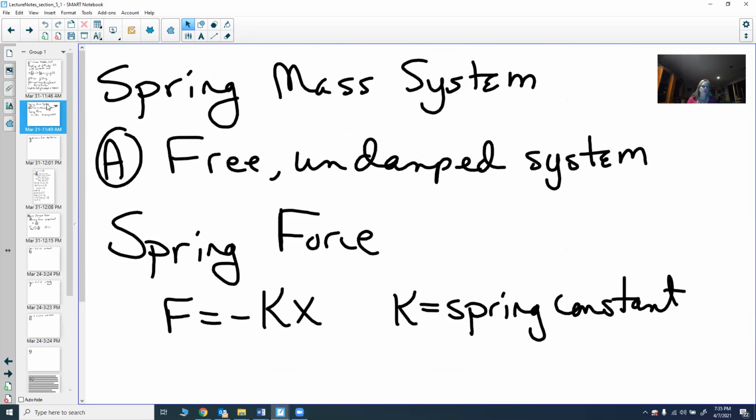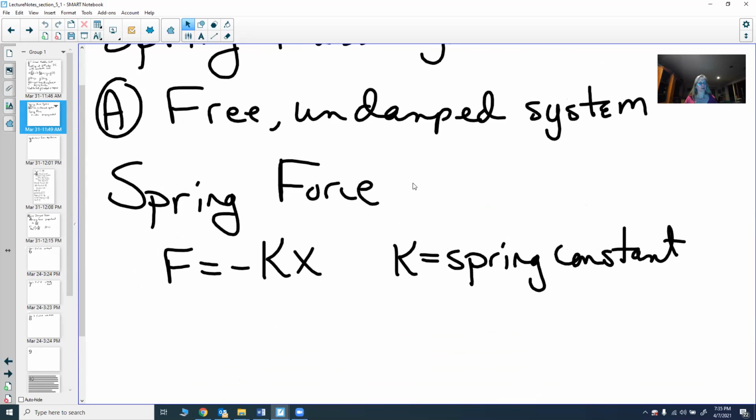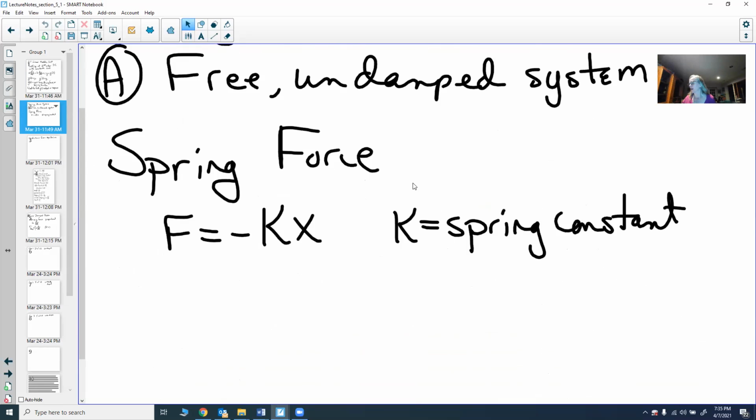One application is a spring mass system. In a spring mass system, we can have lots of different things that can happen. One of the things that we can look at is a free undamped system. So what we mean by undamped is that we actually have a spring that is in space. I'm going to go ahead and draw some pictures of what I mean by this.